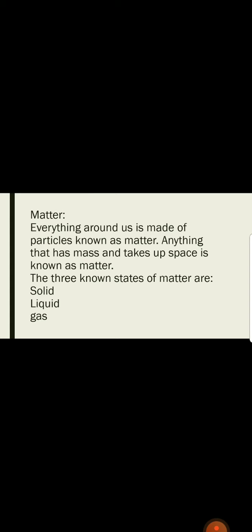Everything around us is made up of particles known as matter. Anything that has mass and takes up space is known as matter.